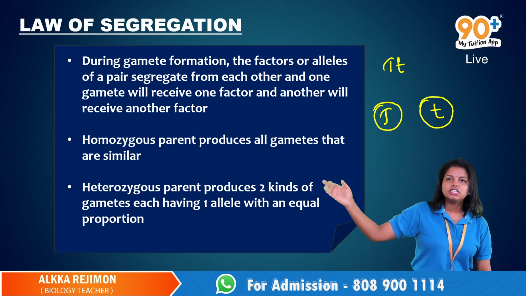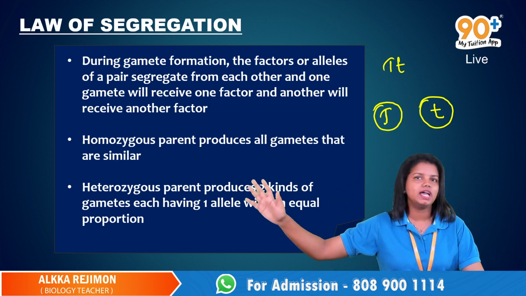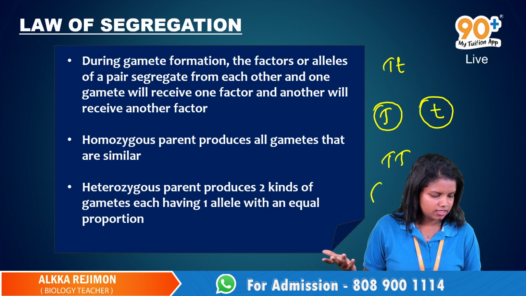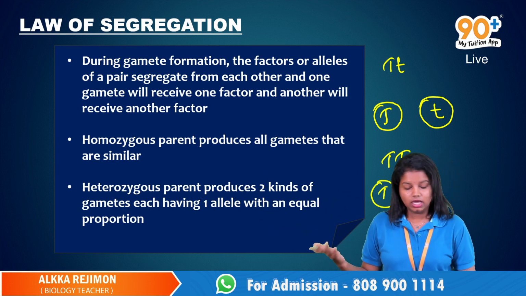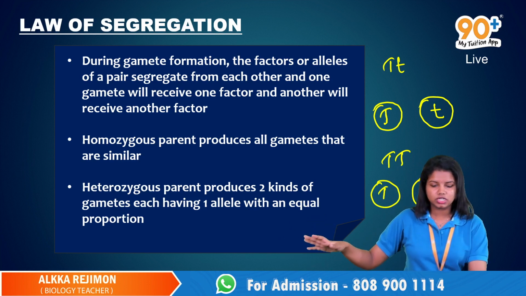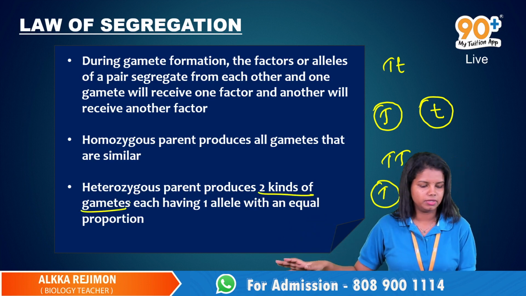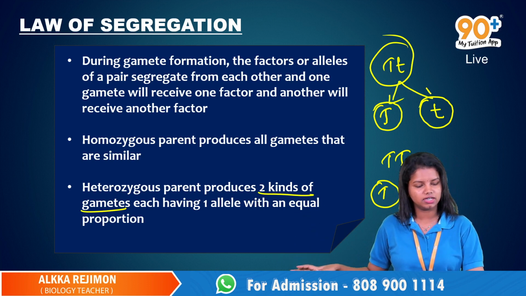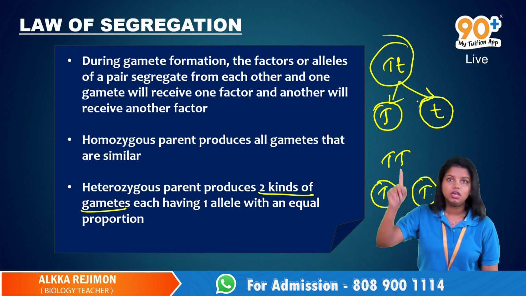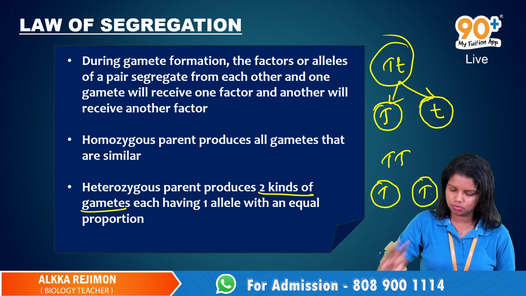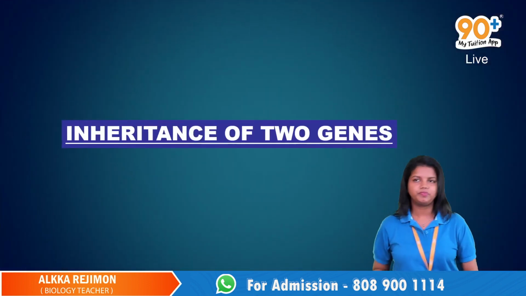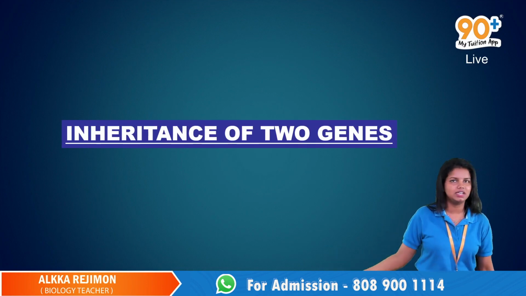So a homozygous parent produces all gametes that are similar. That is, here if it was capital T, both gametes would be similar. But a heterozygous parent produces two kinds of gametes. That is what I just showed. This is a heterozygous parent. The gametes produced by this parent are different from each other. One is capital T and the other one is small t. So this is what the law of segregation is stating. And we have one more law, we will discuss it at the end.